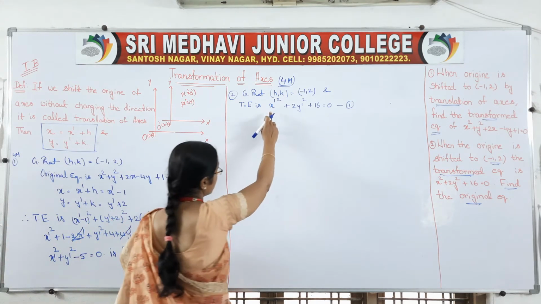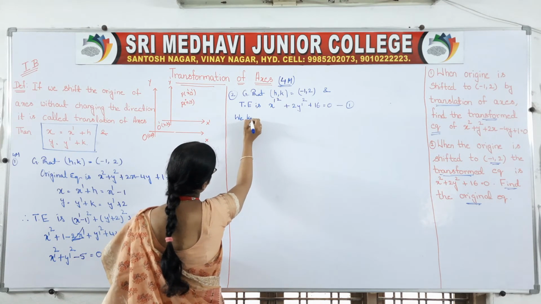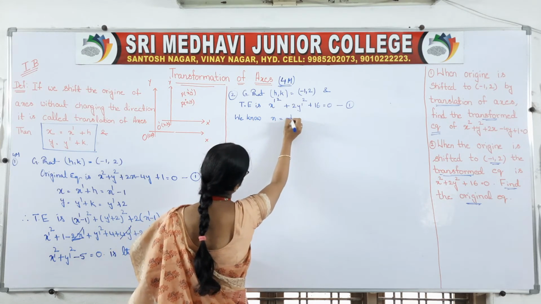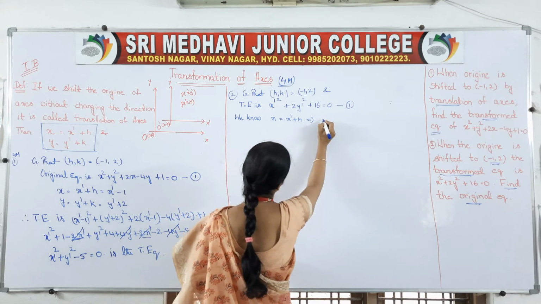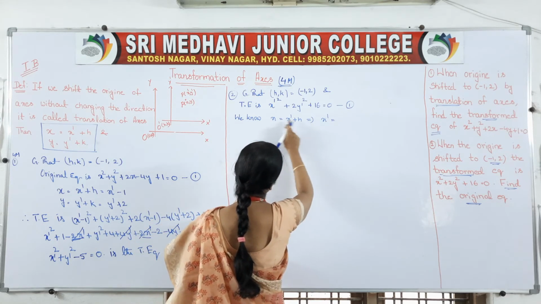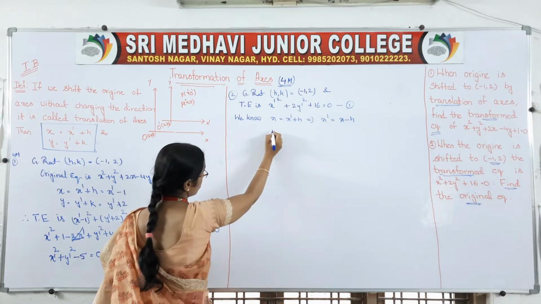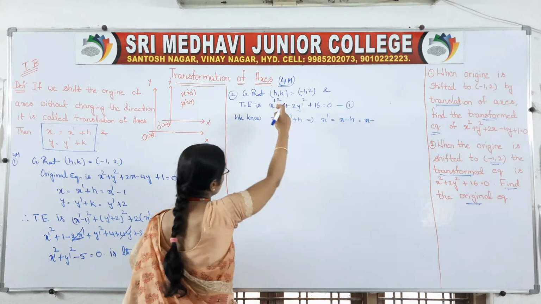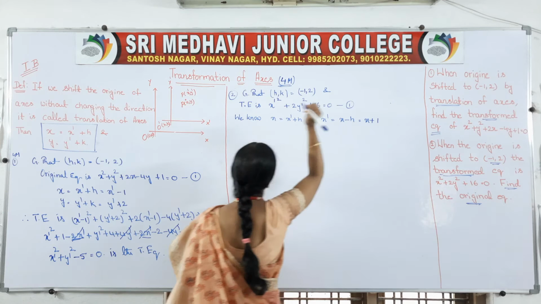So after the transformation, the equation should be in terms of x dash, y dash. But what is x dash? We know two formulas. x is equal to x dash plus h. With this we can find the x dash value. x dash is equal to, sending h this side, x minus h. What is the value? Minus 1. Minus of minus is plus 1.